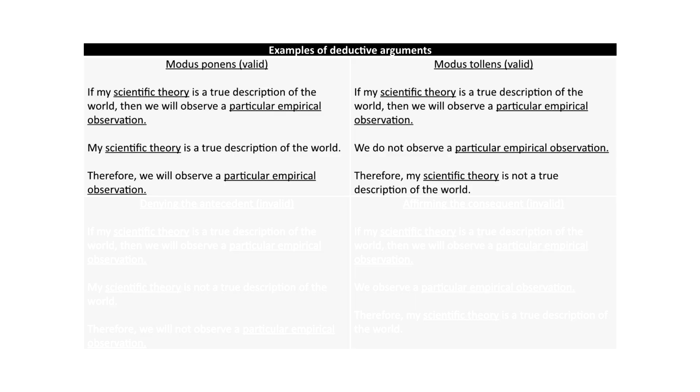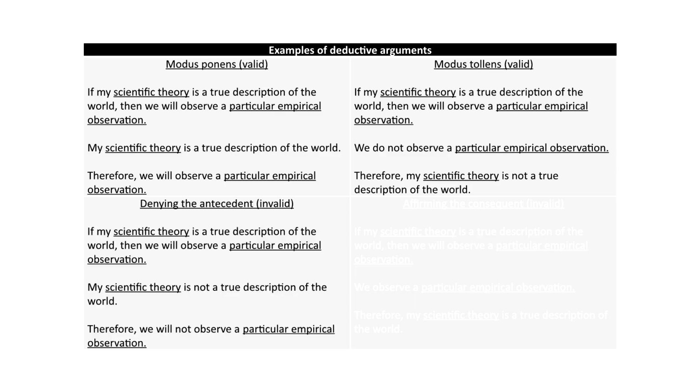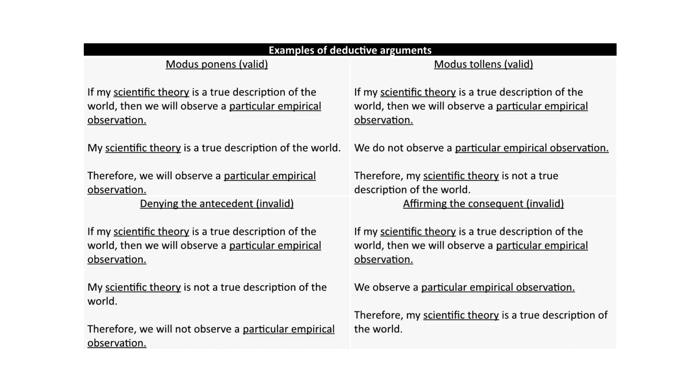The remaining two deductive arguments are invalid forms. So, for example, denying the antecedent. Within this one, we again start with the scientific theory being a true description and then from it postulate that certain empirical observations should occur. We then say that my scientific theory is not a true description of the world, therefore we will not observe a particular empirical observation. In this one, again, we can't know the status of the second premise, which is that the scientific theory is not a true description of the world.